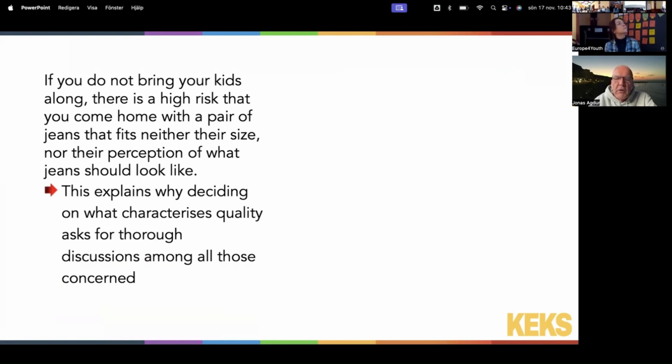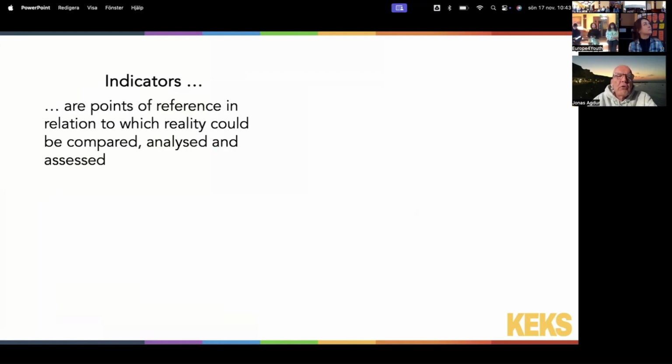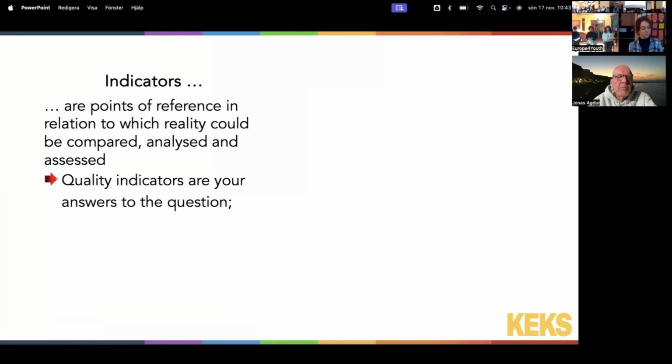That is to say, you have to understand how other actors, youth workers for example, and young people are an important part of discussing what is quality in youth work and what are the quality indicators that should be measured and followed up on. Indicators. What are indicators? They are points of reference in relation to which reality could be compared, analyzed, and assessed. And I really mean points of reference. I will get back to that.